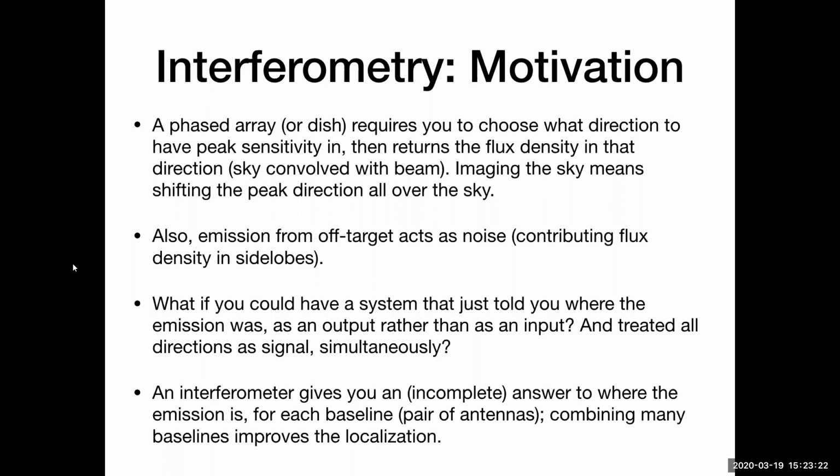And so that's basically the motivation for it, is trying to create, or at least measure, all the information we need to create an image of the sky all in one go, kind of instantaneously in some way. And so this is sort of the goal that we're trying to get out of this derivation.